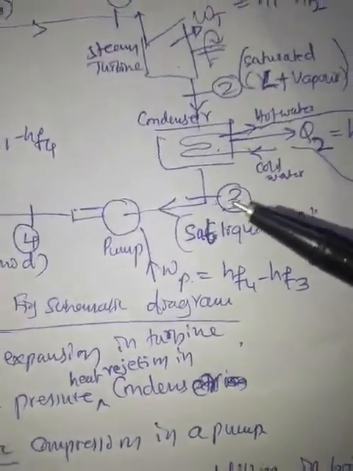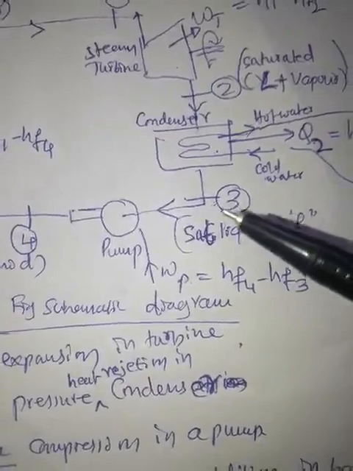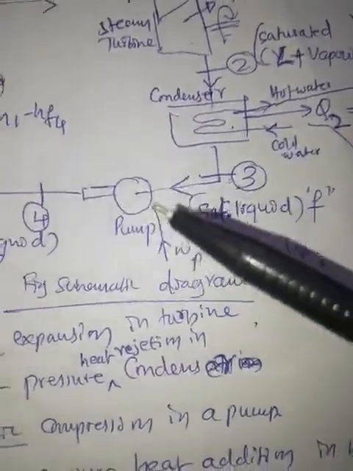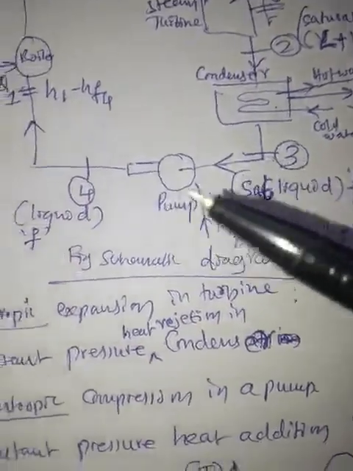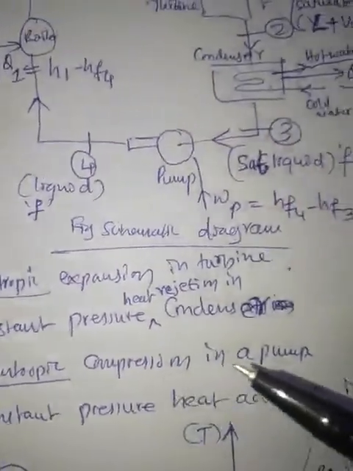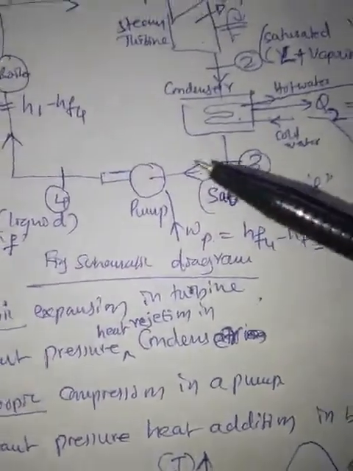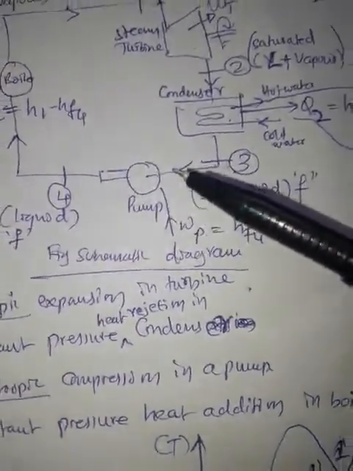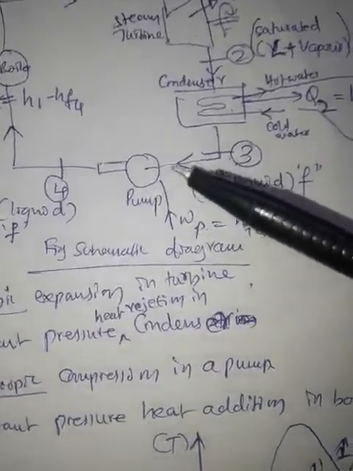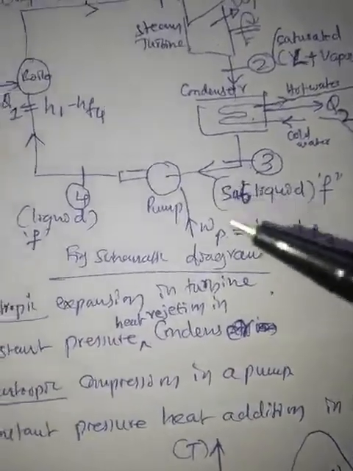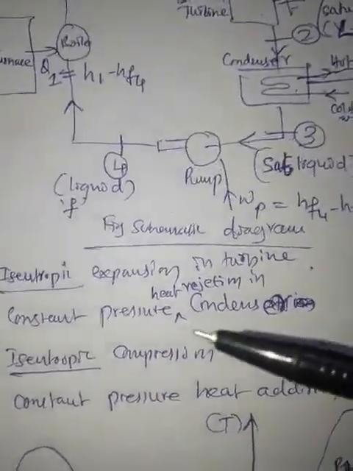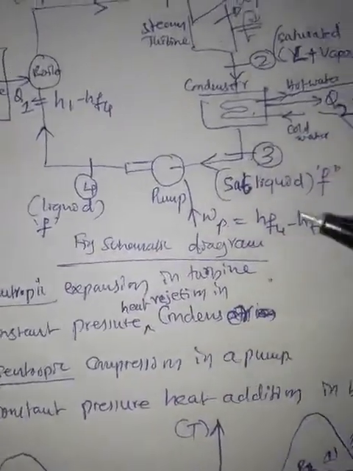Then coming to the next process, that is the 3 to 4 process. What phenomenon is happening? Pumping is happening. So 3 to 4, we write it as isentropic compression in a pump. So it is an isentropic process, entropy remains constant. We call it a compression since we pressurize the water against the boiler pressure. Isentropic compression in a pump.